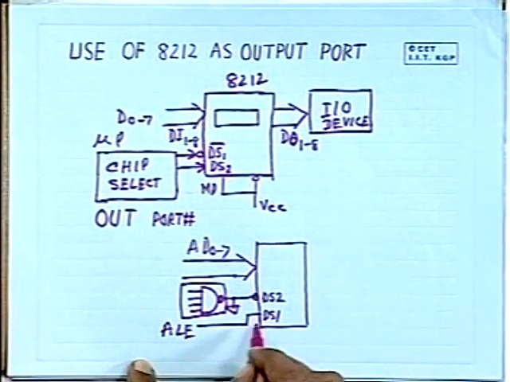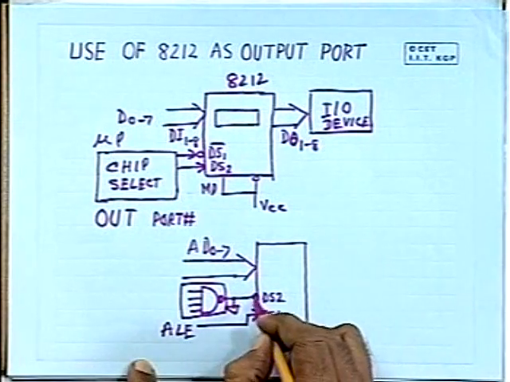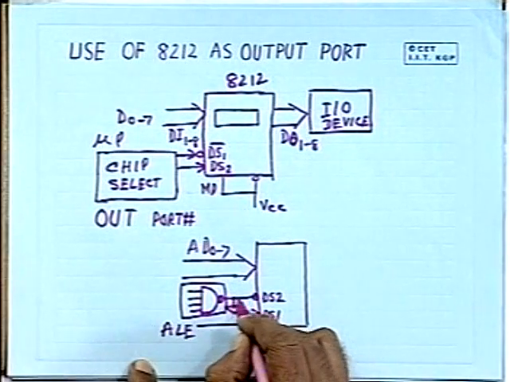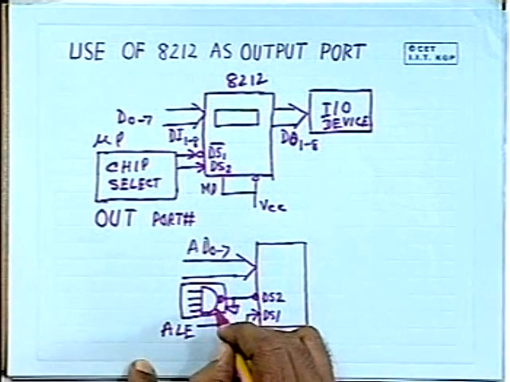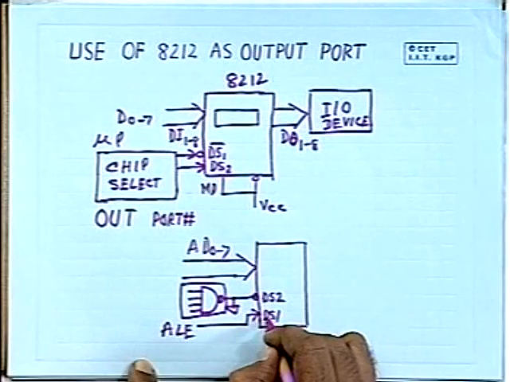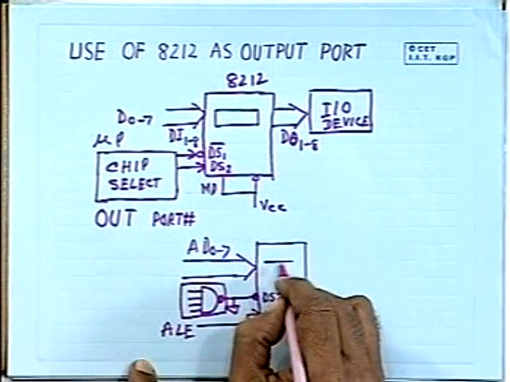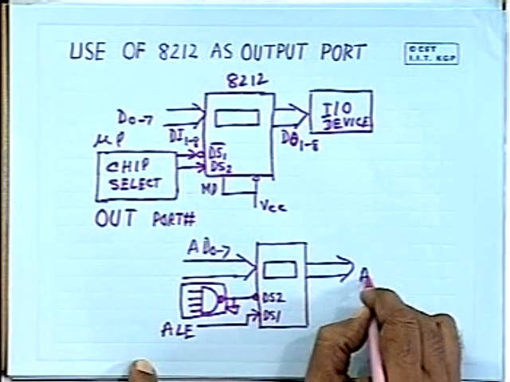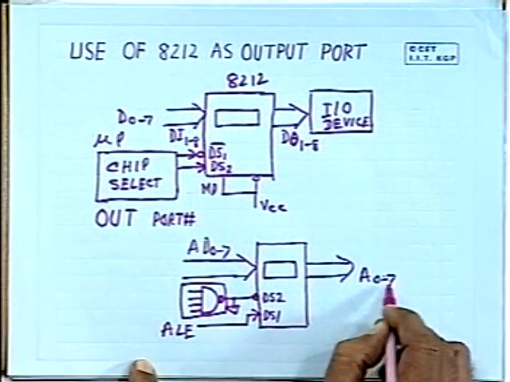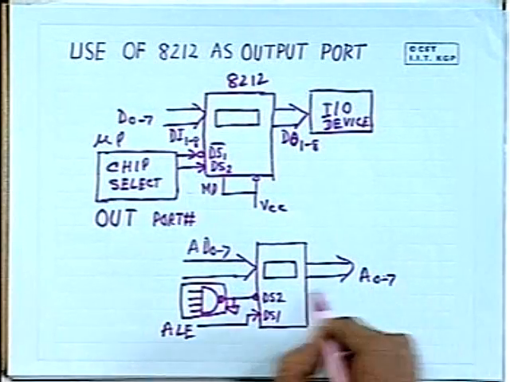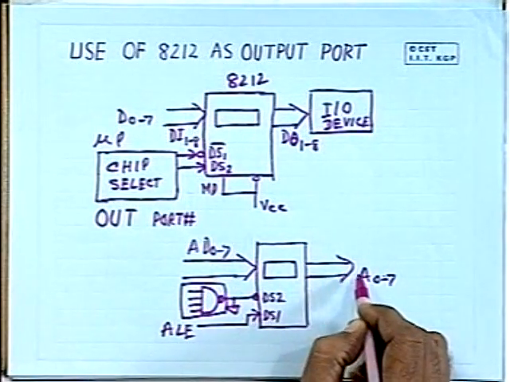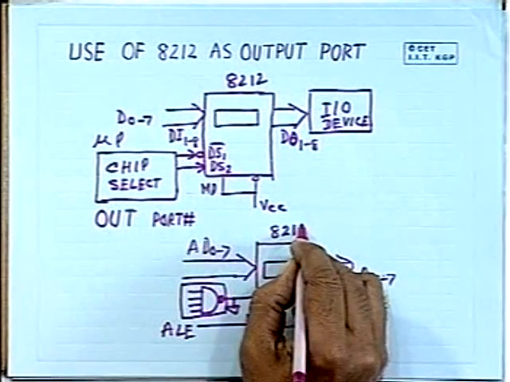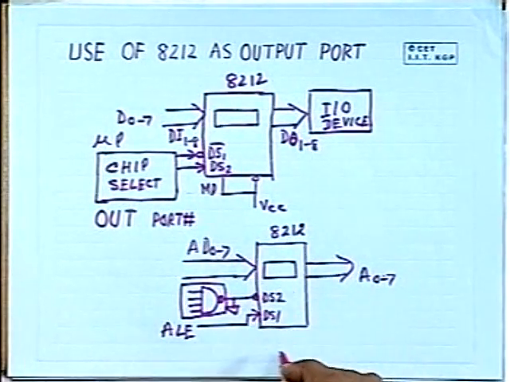And whenever ALE is connected to this, then whenever this is activated, ALE latches. This is permanently connected to ground. We are not using a decoder circuit here. So DS1 activates the data on this, and here you get A0 to A7 in demultiplexed form. So multiplexed data here is available on this. So this 8212 can be used for address demultiplexing for 8085.